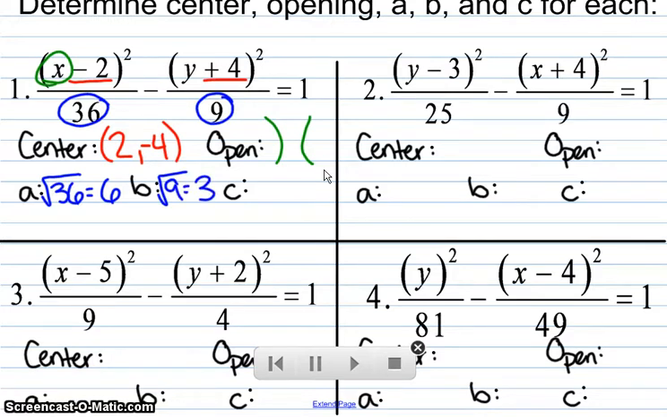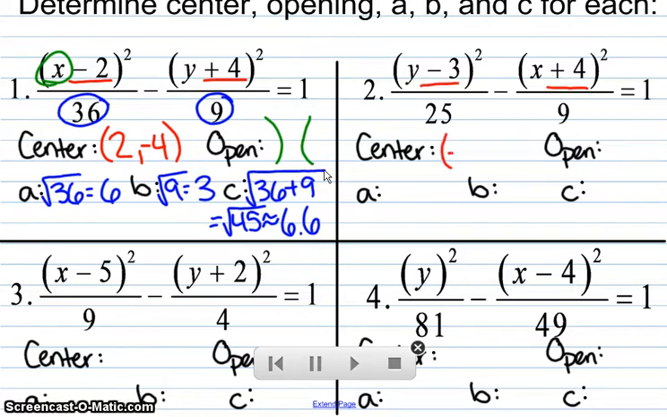Now for your foci, you need to add those two together. 36 plus 9 should end up giving you a 45. And if you think 45 is kind of halfway in between 36 and 49, probably a little bit more than that, you could probably give a rough estimate of about 6.6, 6.7. As long as you're somewhere around there, if we want to be accurate, we could bust out a calculator and do it that way.